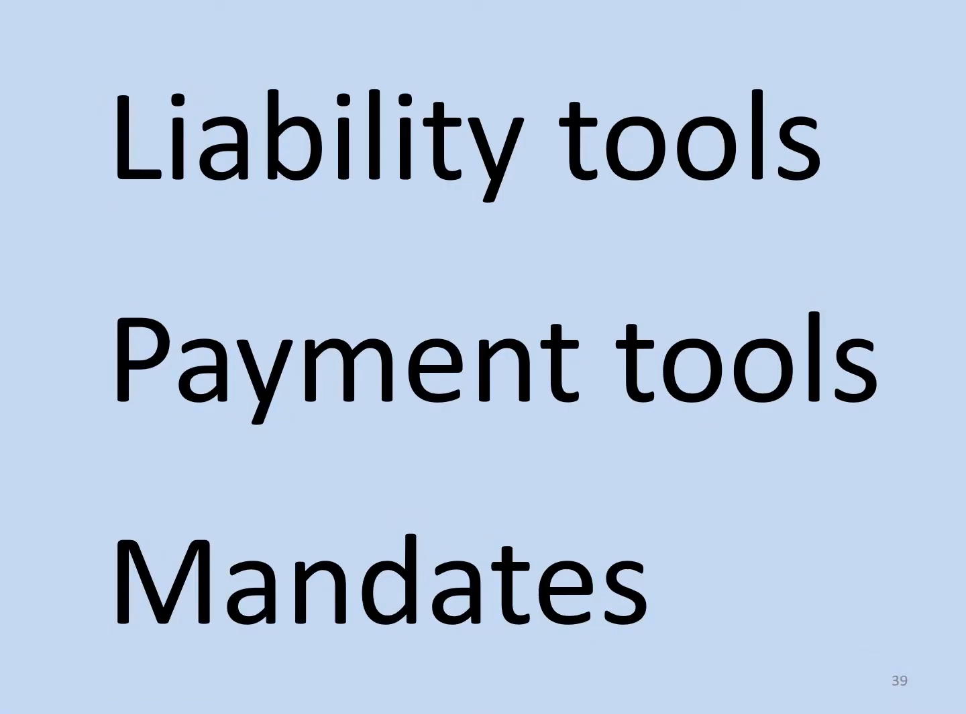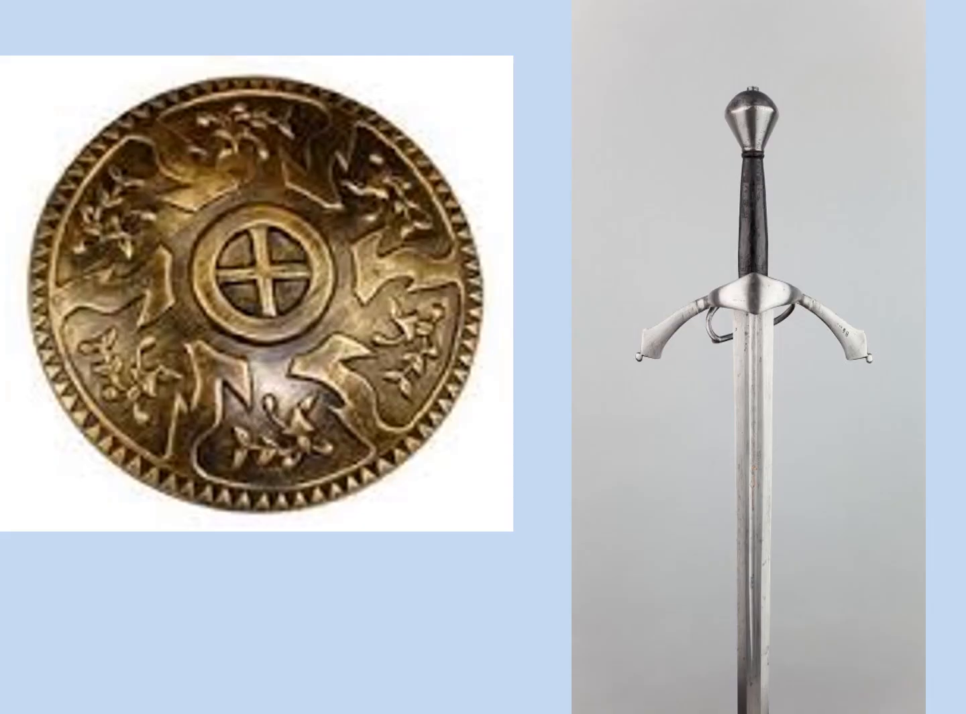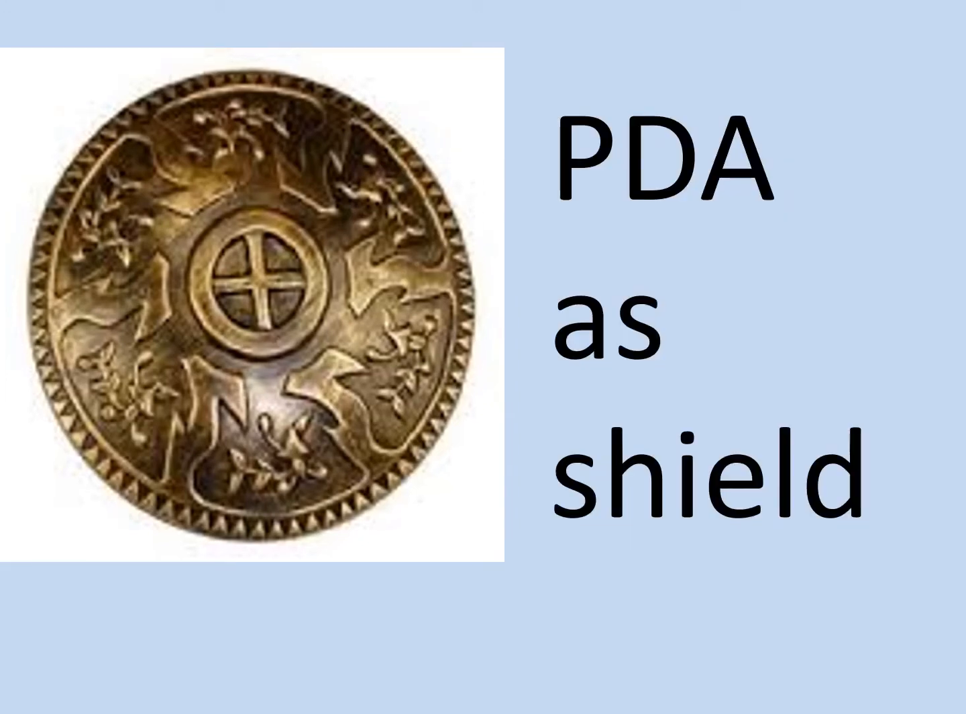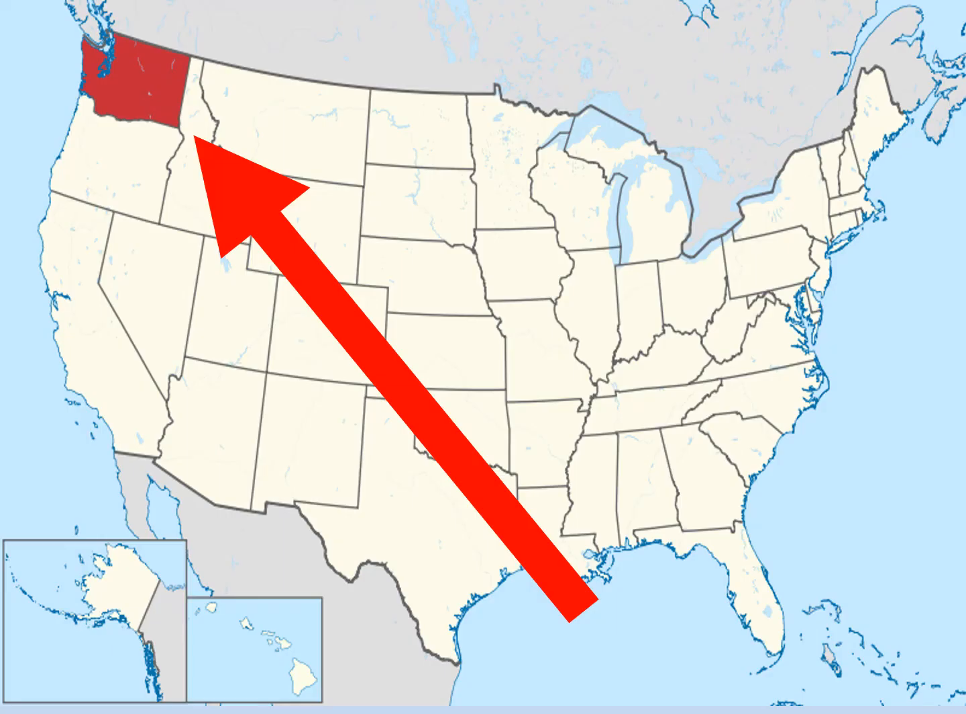And there are three different types of laws that are being innovated in terms of promoting decision aids: liability tools, payment tools, and mandates. In terms of liability tools, those can work either as shields or as swords. Right? Those are the basic two ways in which the law might work. As a shield, it might work as follows. And we have an example from the state of Washington.